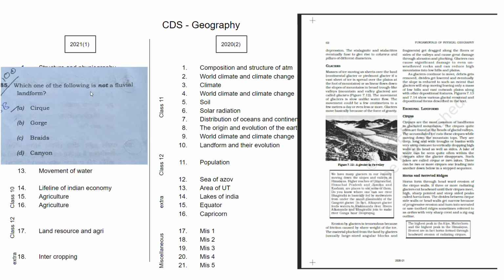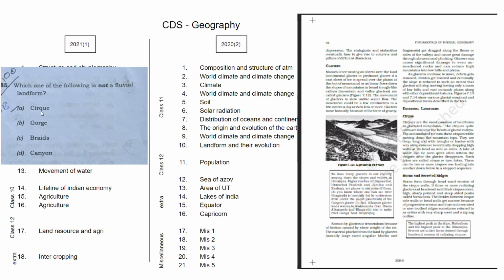Now coming to the next question, which is from landforms and their evolution. Which one of the following is not a fluvial landform? A fluvial landform is a landform which is cut by running water. About all this you will find mention in the chapter on landforms and their evolution. So what is a cirque? A cirque is a glacial landform. When ice slides down from the face of a mountain, it cuts a narrow edge, which is called a cirque. It is cut by ice, not by water. So it is the answer to the question.